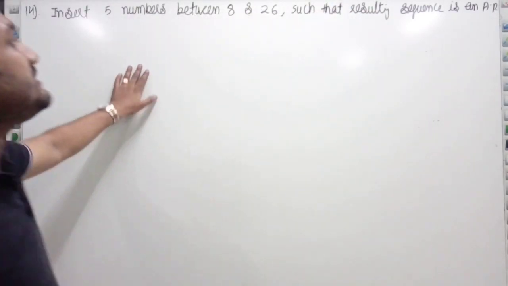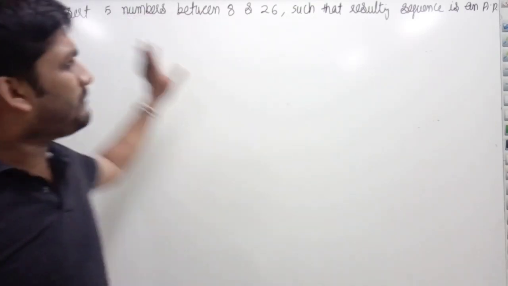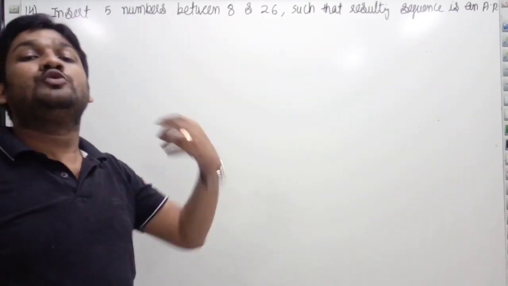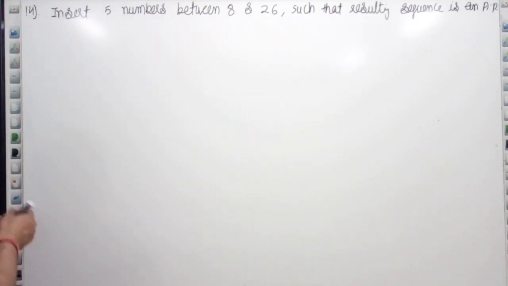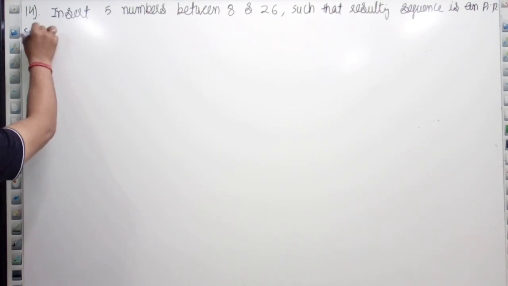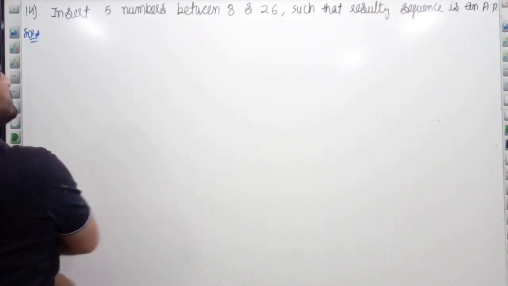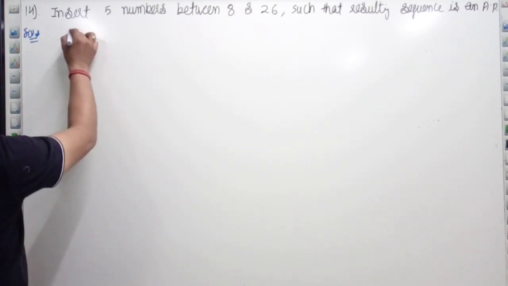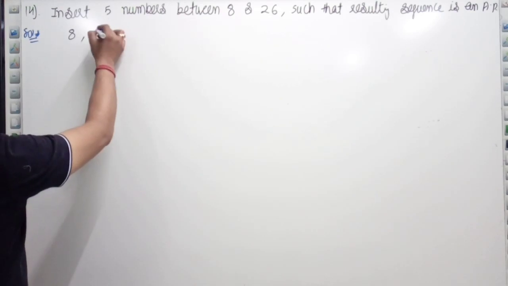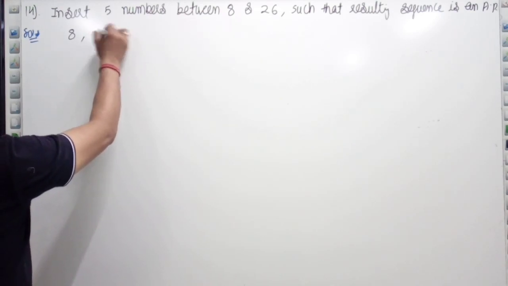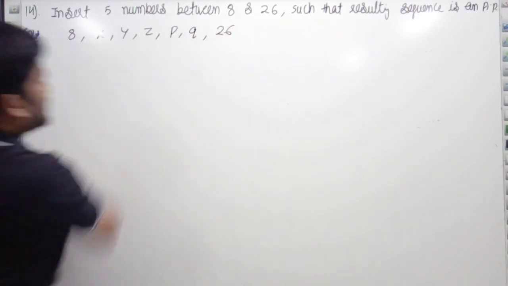Insert 5 numbers between 8 and 26 such that the resulting is an AP, and by reading this line you can say you have to insert 5 arithmetic means. Arithmetic mean insert करना है, right? Okay. Now if I write that, if I insert 5 numbers, let's suppose the numbers are x, y, z, p, q and 26. This is what I have written.